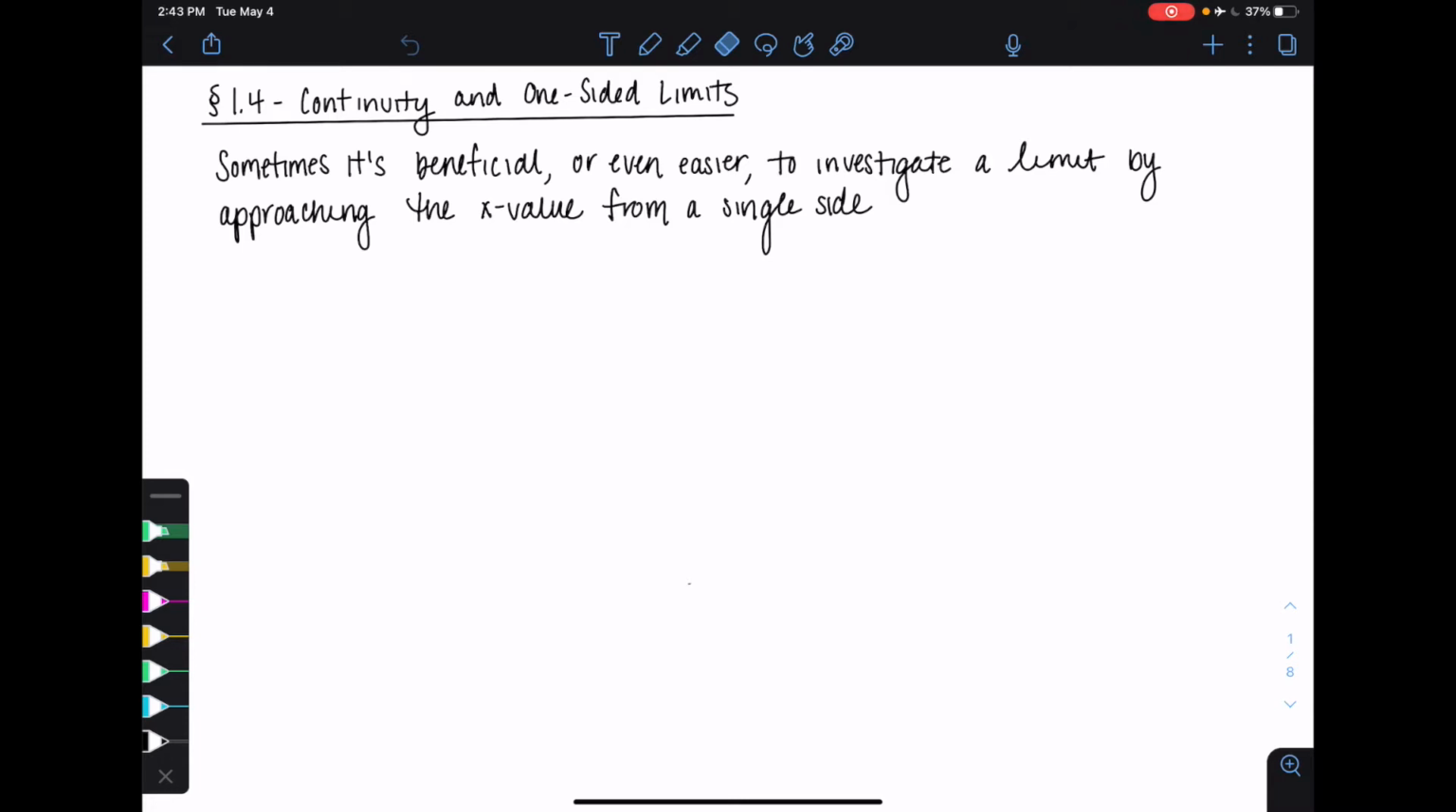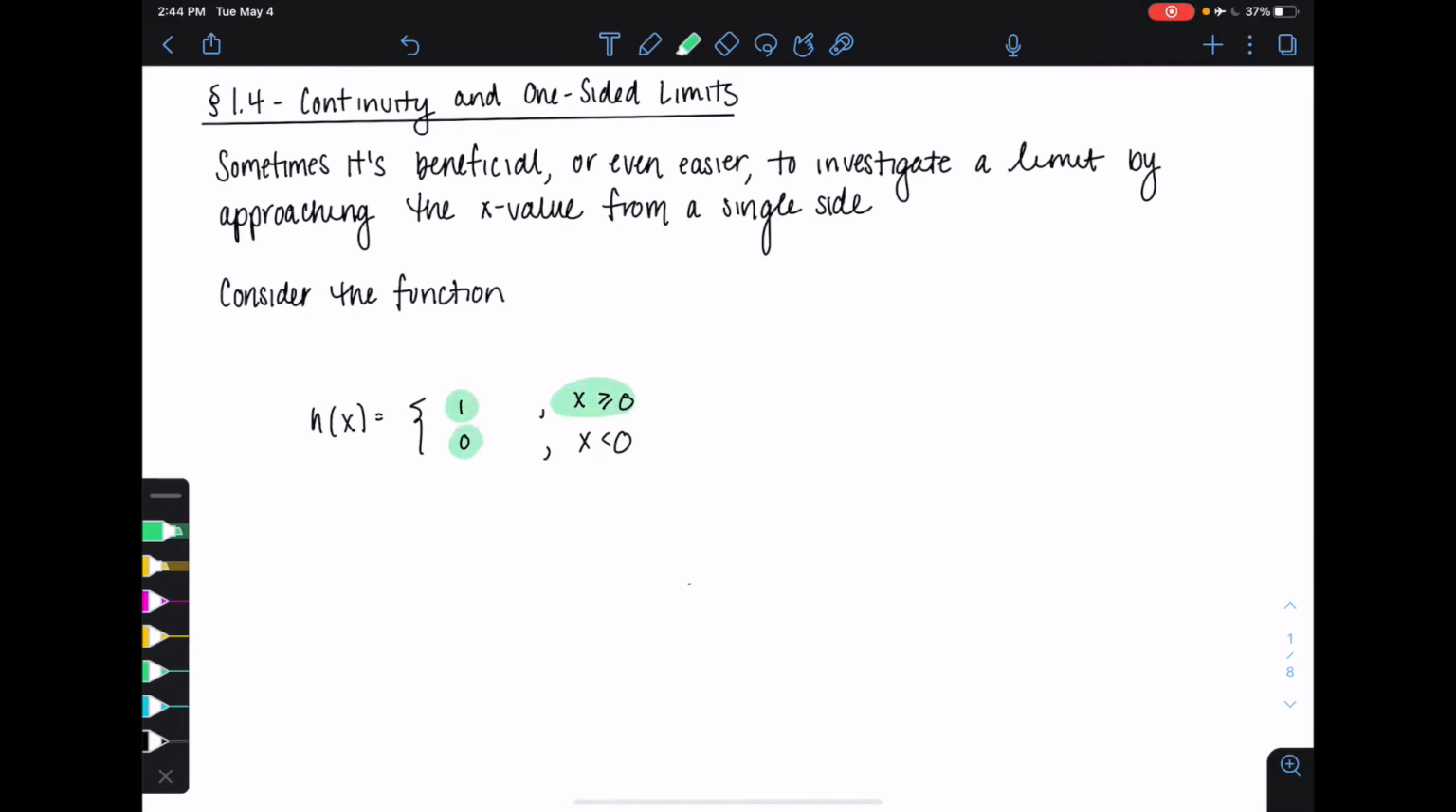single side. So we're going to consider a pretty cool function, which is called the Heaviside function, named after a mathematician. If you're into computer science, you're going to use this function a ton. But basically, the Heaviside function gives you 1 if x is greater than or equal to 0, 0 for negative values. So ultimately, it's a piecewise function that has a nice jump at 0 itself.